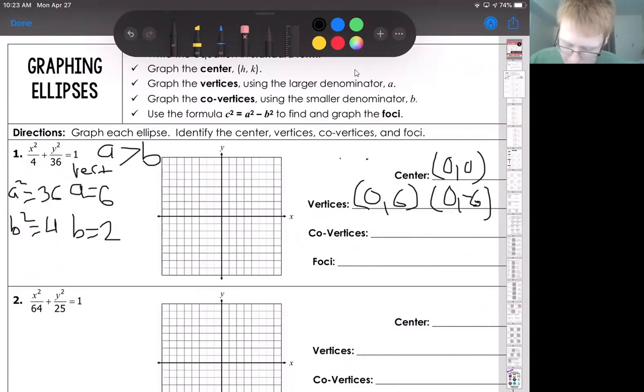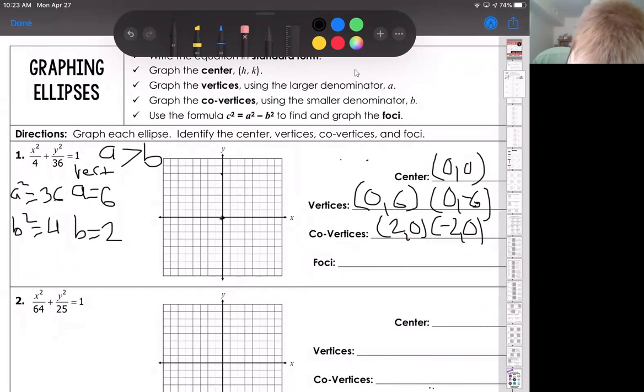To get our co-vertices, we add or subtract our B value from the X value. So it would be 2, 0, negative 2, 0. And that's pretty much all we need to graph. I'm going to talk about the focus points, but we have enough right now to graph our ellipse. So we would put a point, and this is going to be a little sloppy on our iPad, at 0, 0. Our vertices are 6 above and 6 below the center. And then our co-vertices are 2 to the right and 2 to the left. And if you draw it in, that's our ellipse.